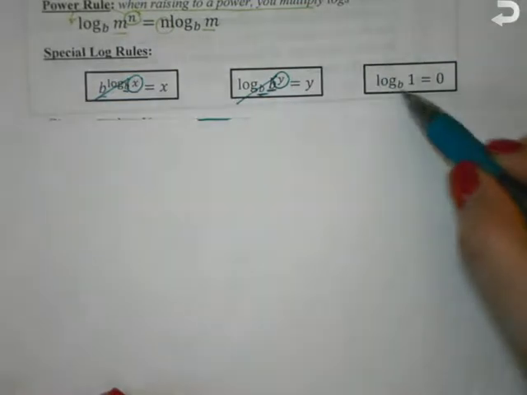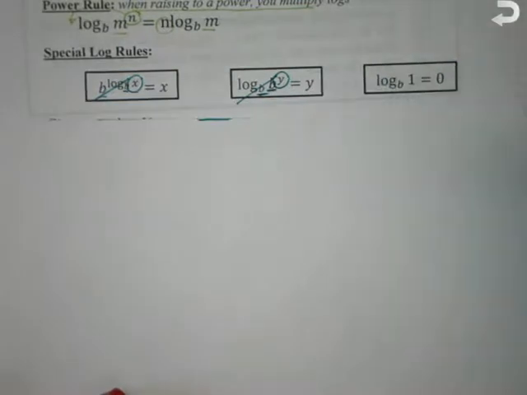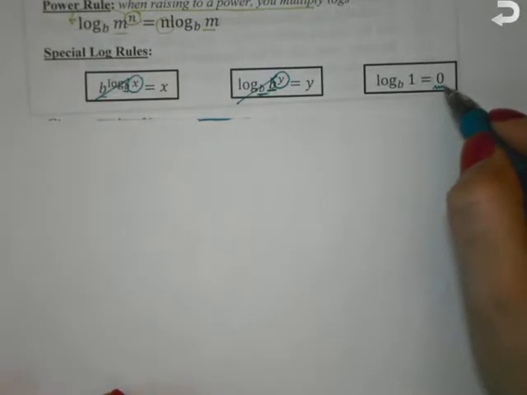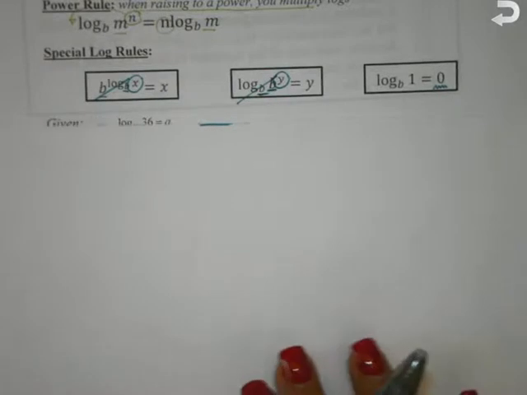And then anytime we're taking the log of 1, your answer has to be 0 because the exponent of 0 is what gives you 1. Anything to the 0 gives you 1, okay? So you have to have a 0 exponent there, okay? So let's look at a couple examples.